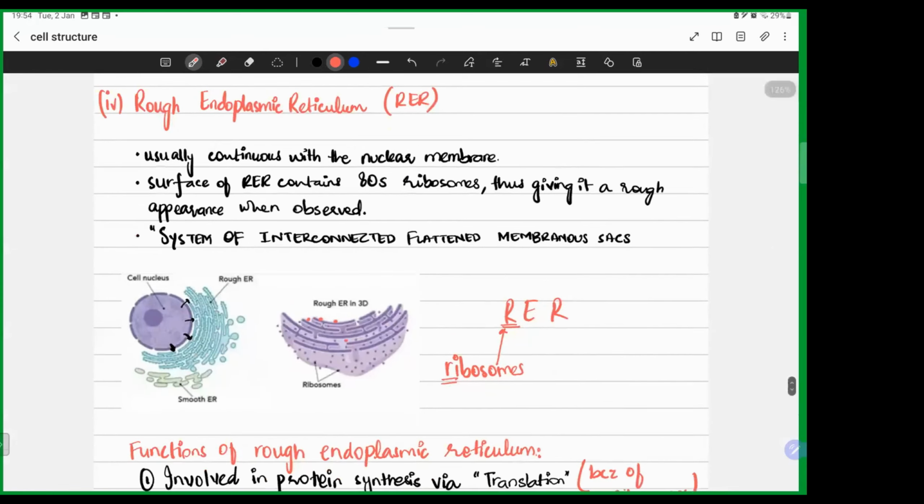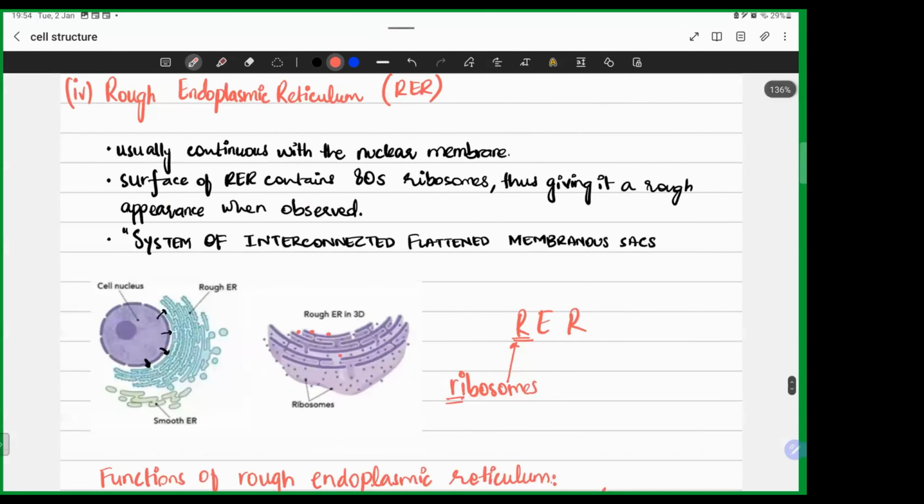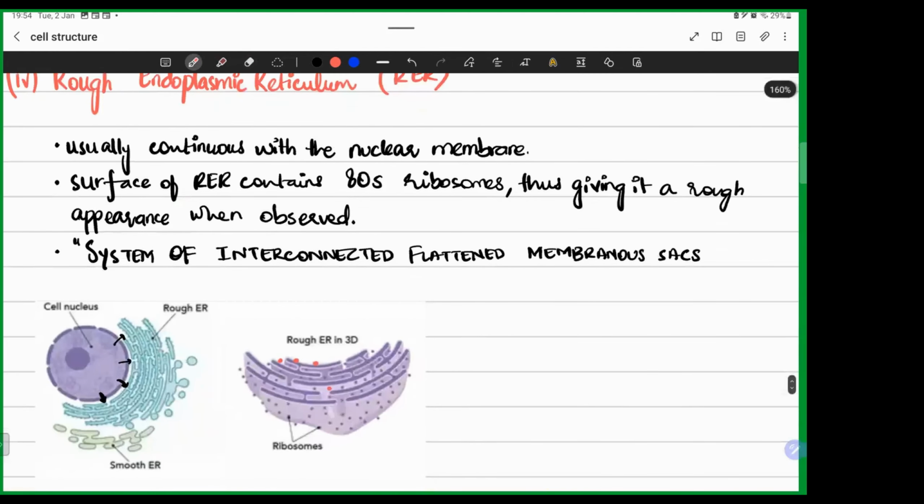Okay, perfect. Now, as I just mentioned, the surface of RER contains ribosomes, thus giving it a rough appearance when observed. Now, if someone asks you to describe or define a rough endoplasmic reticulum, how would you do that? Endoplasmic reticulum, be it smooth or rough, you have both in this picture. So let's see if this statement answers for both of them or not.